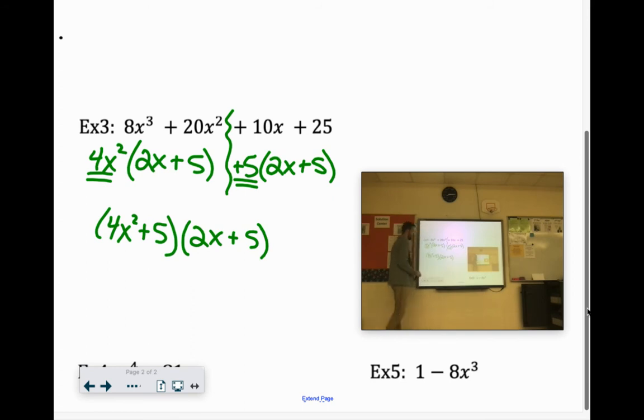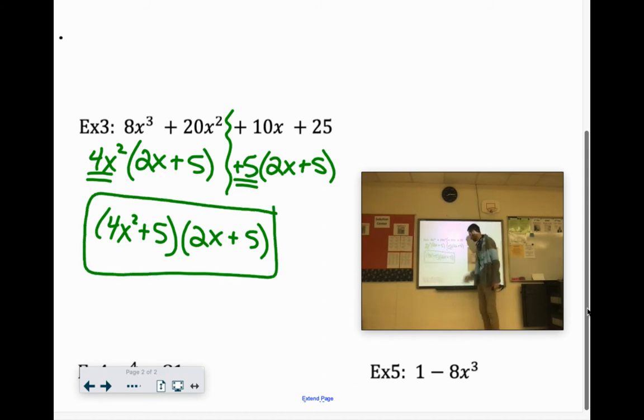Now double check, look at the one with the square and see if there's a difference of squares. And there's not, because A, it's addition, and B, 5 is not a perfect square. But if that was like 4x squared minus 9, then you would keep going. And you would do 2x plus 3, 2x minus 3, and then the 2x plus 5. But that was all we could do for that one.